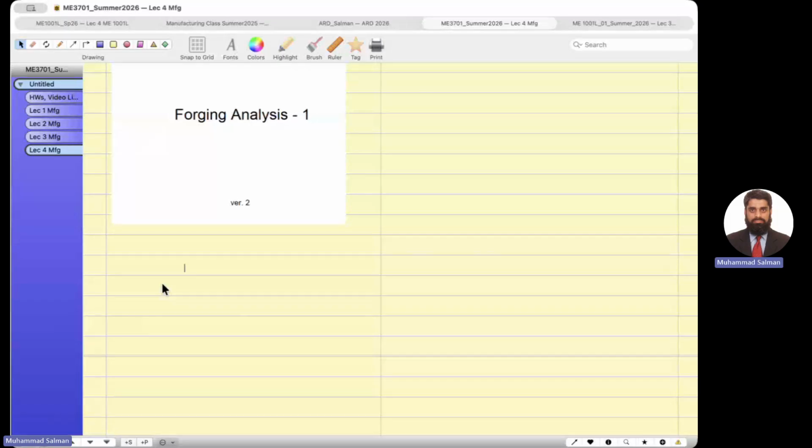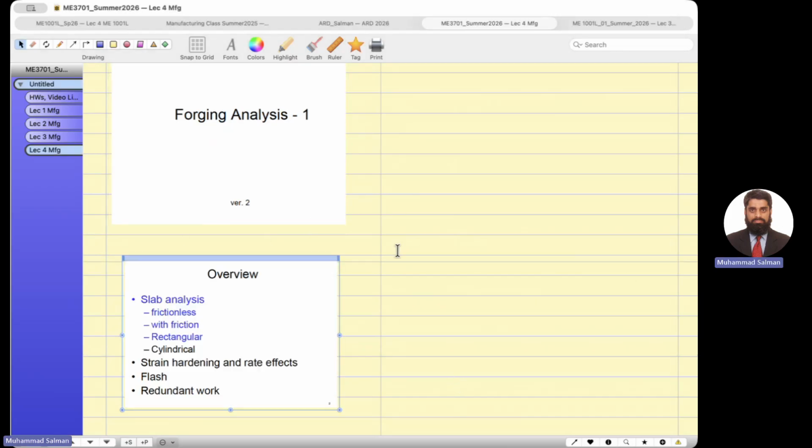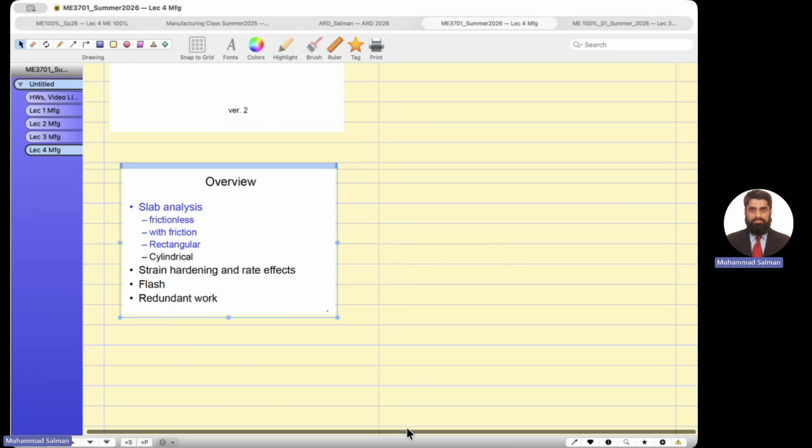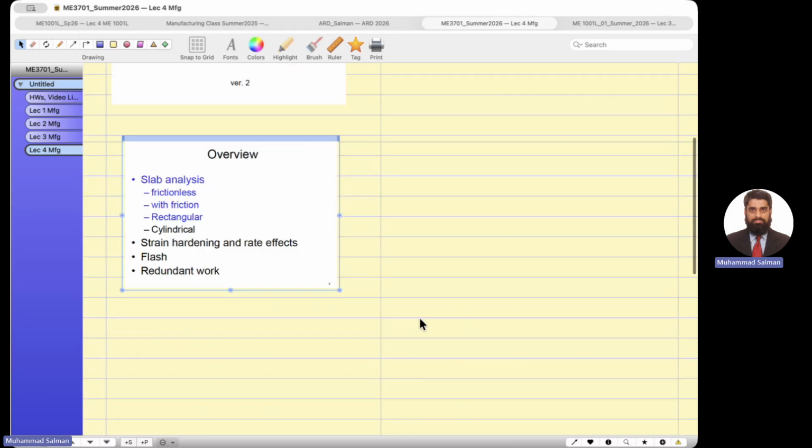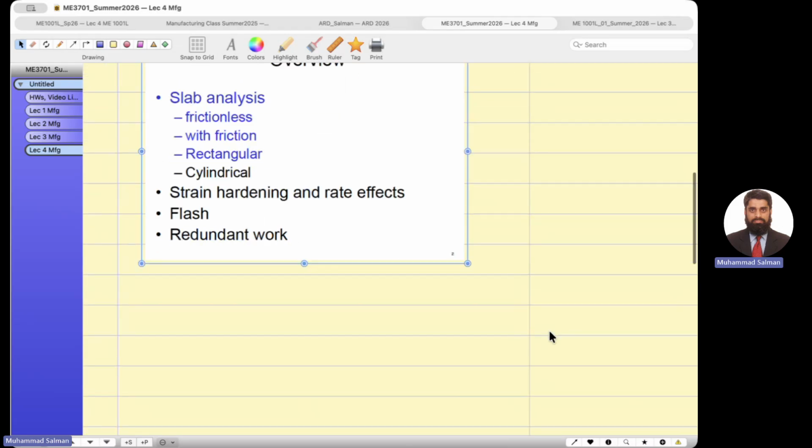Rectangular forging, and today we will cover rectangular forging. So how do you find the analysis? Let me show you the slab analysis. We will make a slab and see how many forces are acting on it. We will also learn a little bit about yielding criteria.